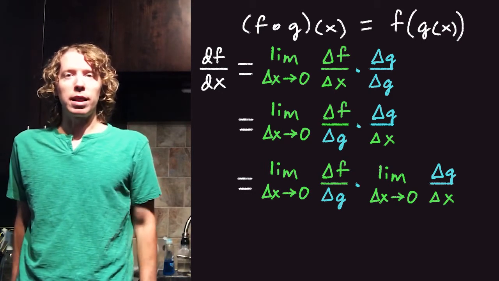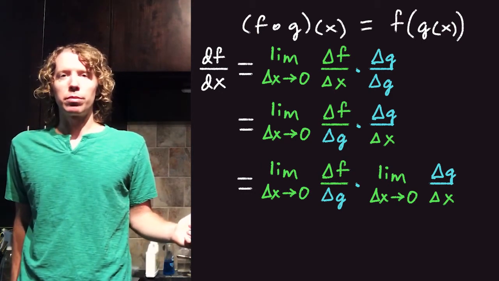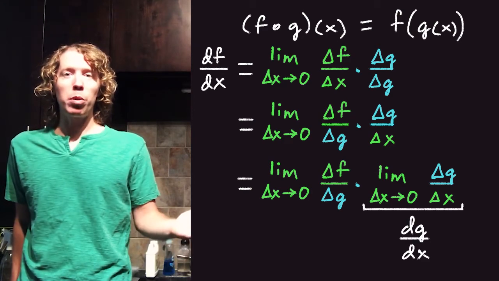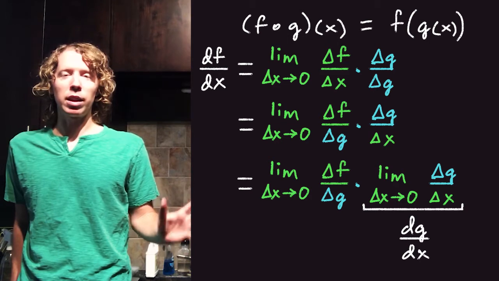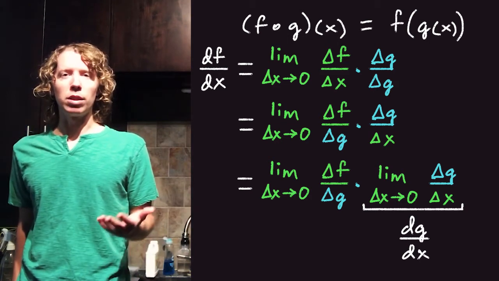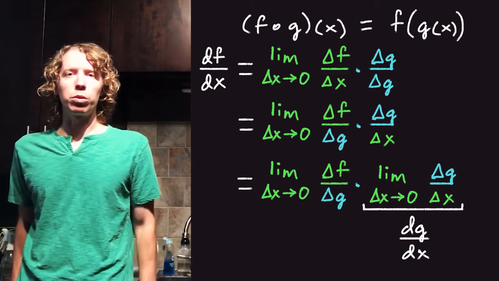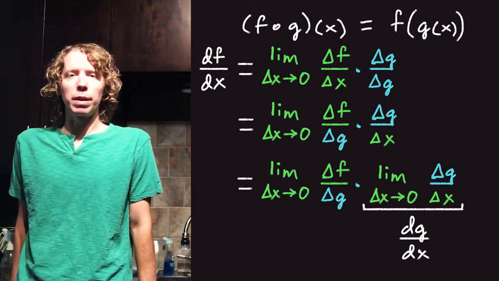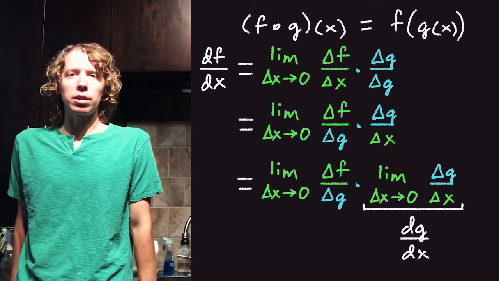And now you see that that second limit is just the derivative of g with respect to x. So that part is nice. It's taken care of. This first limit is almost the derivative of f with respect to g, but it looks a little different. If it was the derivative of f with respect to g, then we would be taking the limit as the change in g goes to 0, not the change in x.